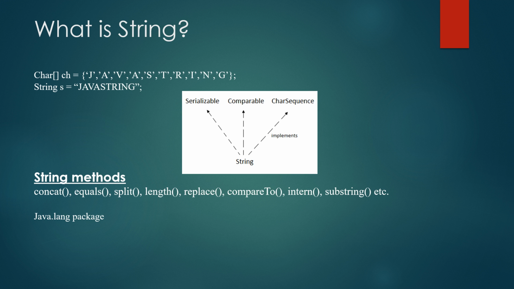In Java, string is an object which represents a sequence of characters, like this: J A V A S T R I N G. These are the sequence of characters, which is also represented as a Java string. Whenever we are writing a Java program, if we want to declare any string, we declare it using String s is equal to, within double quotes, like this.